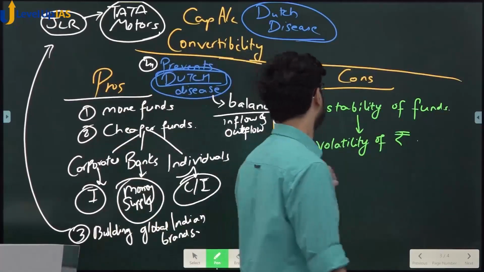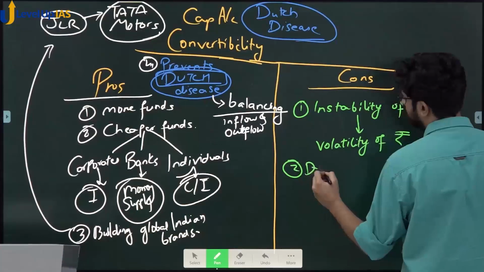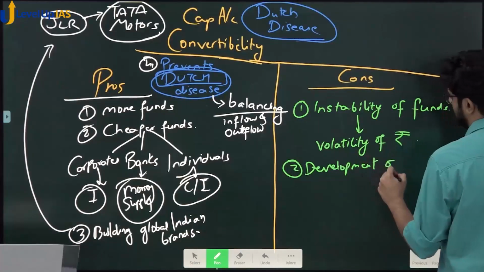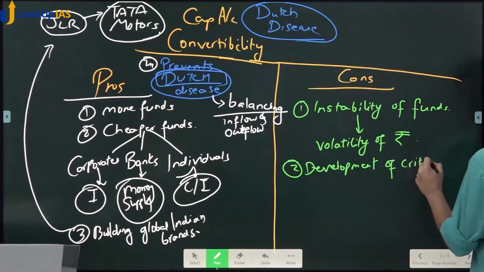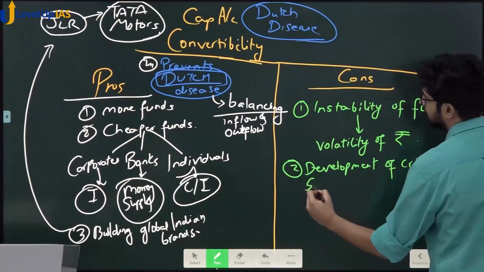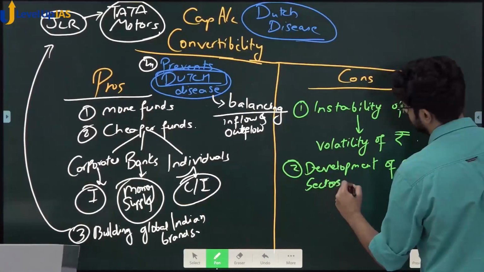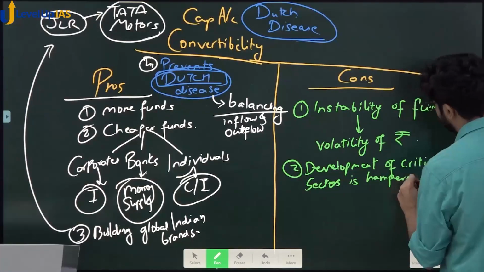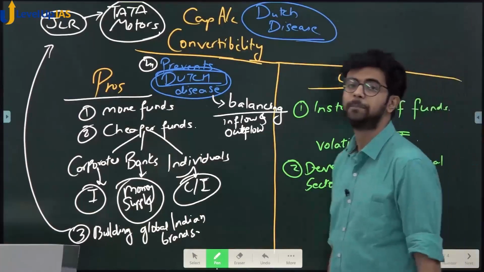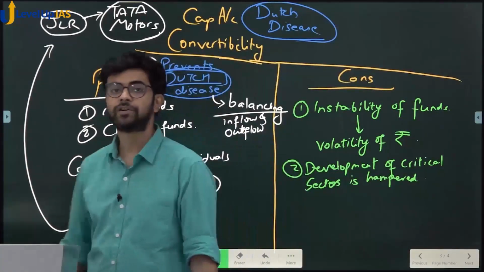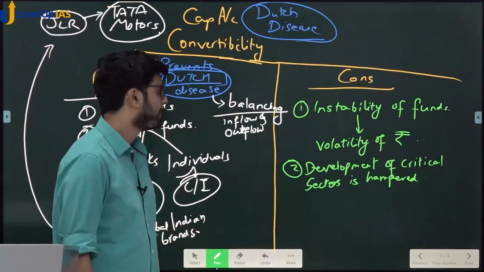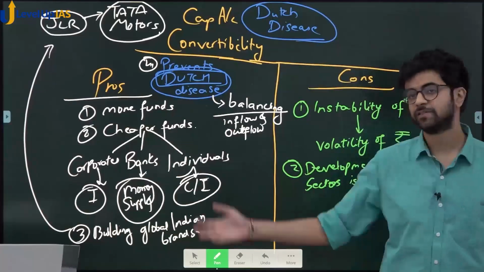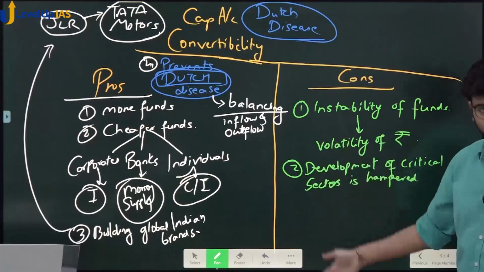And what about development? Due to this instability only, development of critical sectors is hampered. Yes or no? Development of critical sectors is hampered. What do you mean by that? If funds were flowing in freely, development would have happened of the critical sectors also.